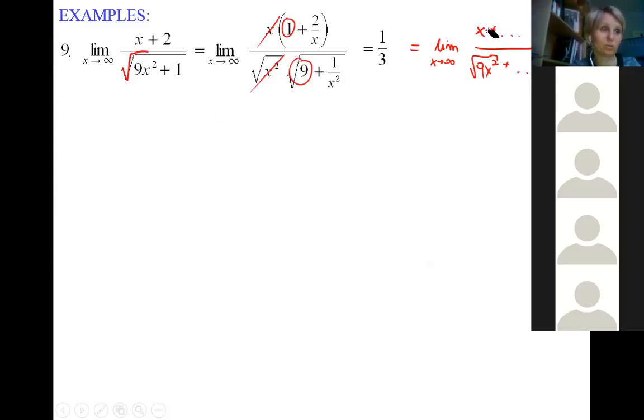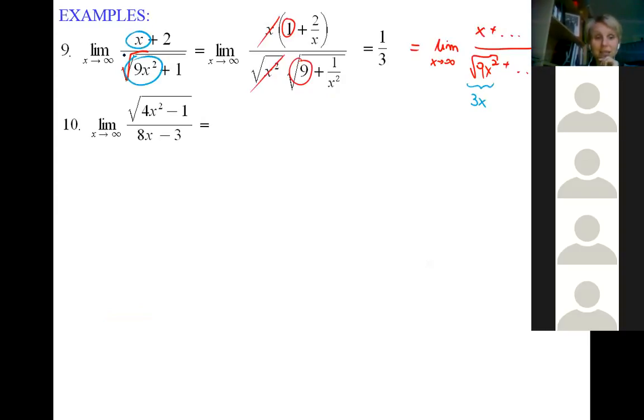But that's what I will do on this side. This is x, and this one is actually 3x, because square root of x squared, as x goes to positive infinity, is simply x. And then x is gone, 1/3 is the answer. That's how we can look, we can look at just this part. Okay, let's see another one.